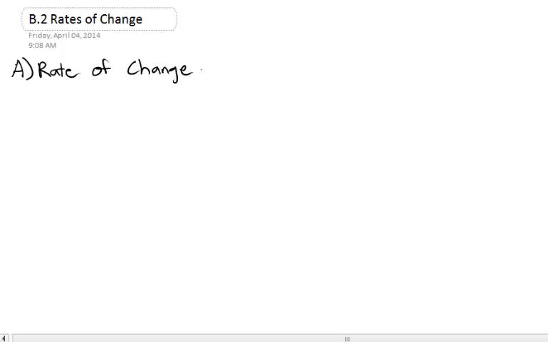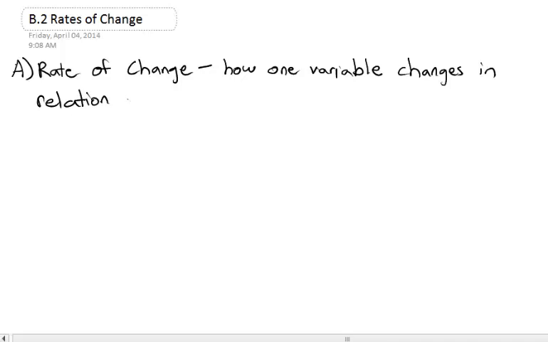So rates of change, first let's define exactly what a rate of change is talking about. Basically, we're investigating how one variable changes in relation to another variable.